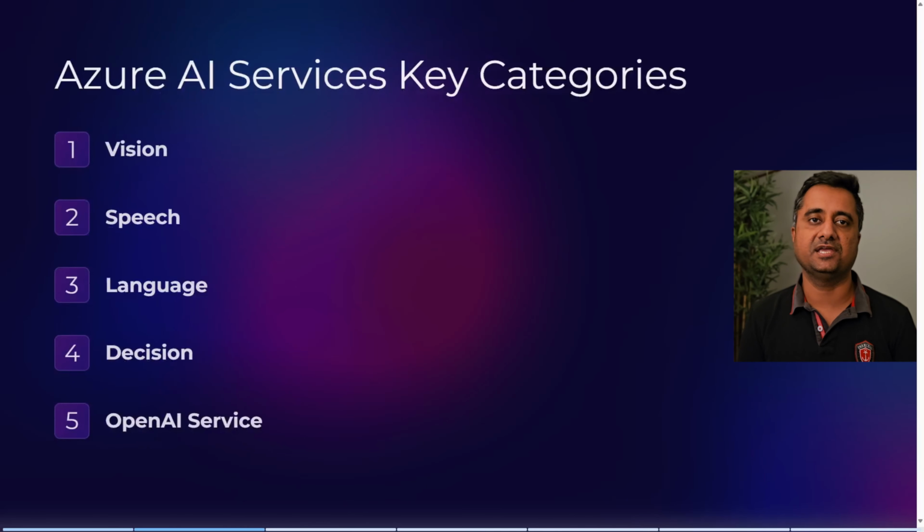This week we are going to look into Azure AI Services a little bit more in detail. Let's get started. So Azure AI Services, the key categories that we are going to look into today are vision, speech, language, decision, and OpenAI services. OpenAI services will have its own dedicated video, so I'll just cover the first four of these key categories.